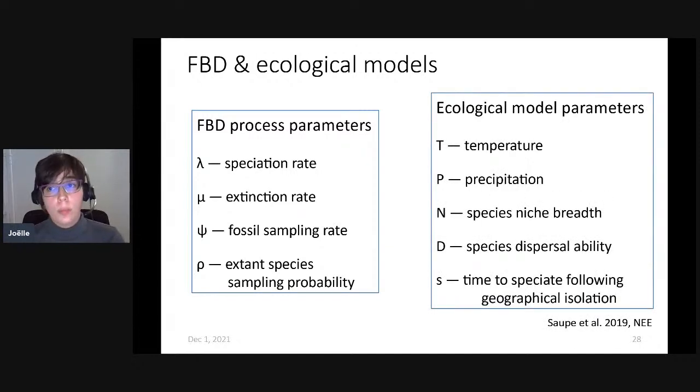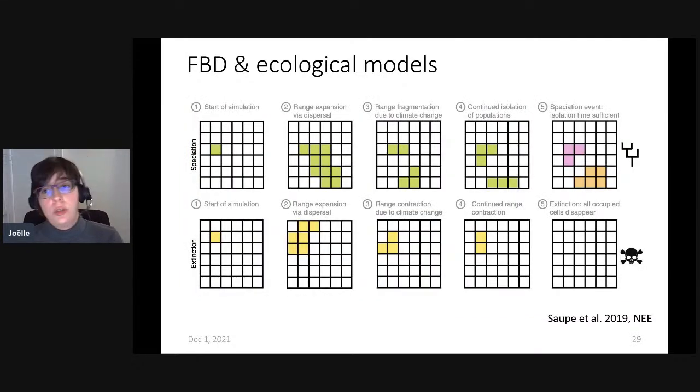And so there are ecological models that attempt to model that. And one model in particular is shown here, and these are the parameters it uses. So it uses environmental parameters, temperature and precipitation, and then it uses parameters that are related to the species spread. So how large is a species niche? How well can a species disperse in geographical terms? And then how long does it take to speciate following geographical isolation. So in such an ecological model, speciation and extinction are actually the result of a process.